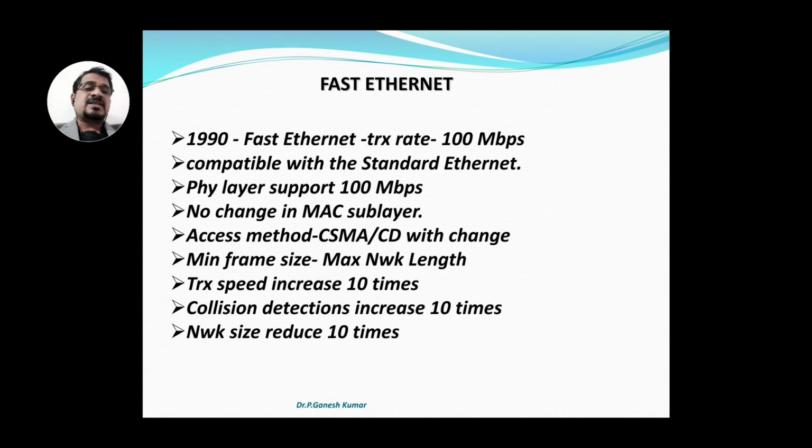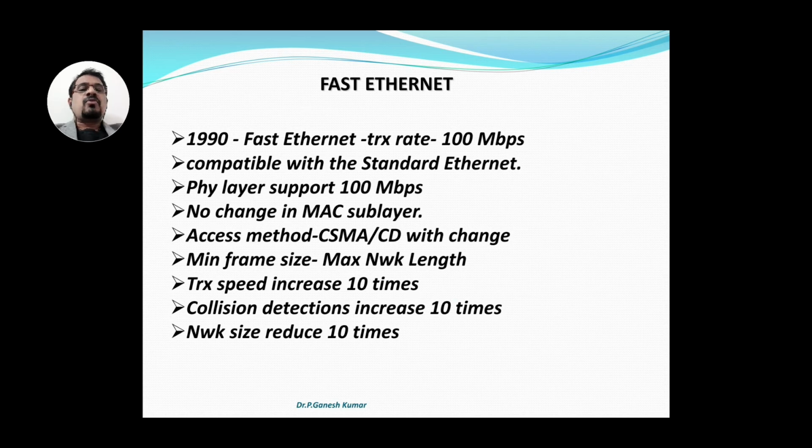It means that the existing standard Ethernet, so here the physical layer should also support 100 Mbps. That is where they have made the change, and there is no change in the MAC layer. Without changing the MAC layer, automatically the same access method is used, CSMA/CD, the same access control mechanism with only a slight change.